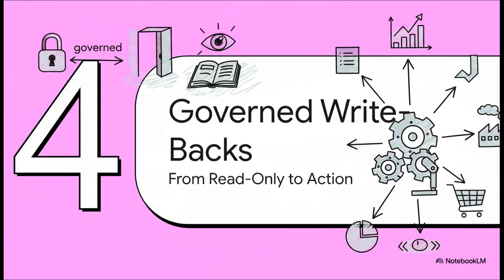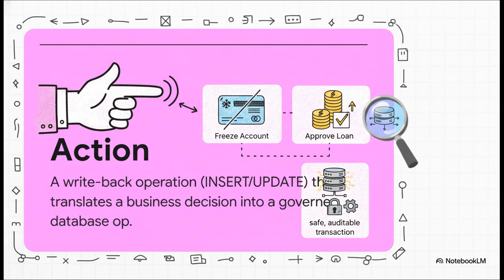Now, this next part is a really interesting shift in thinking. Most semantic layers are strictly read-only. But this framework introduces the idea of governed writebacks, which transforms the object from just a passive view into an interactive tool that can actually drive business processes. This is all done through something the framework calls actions.